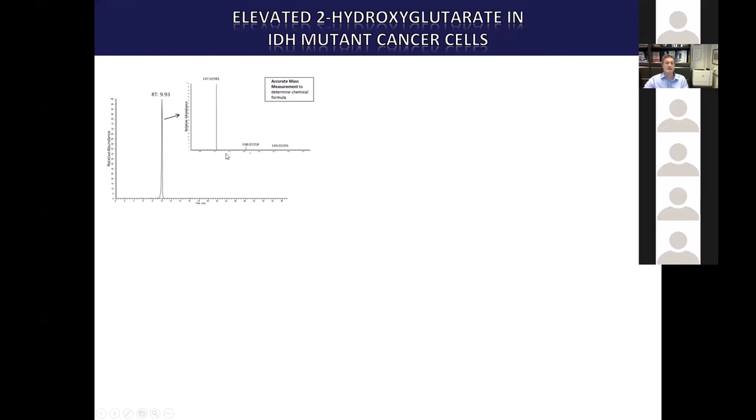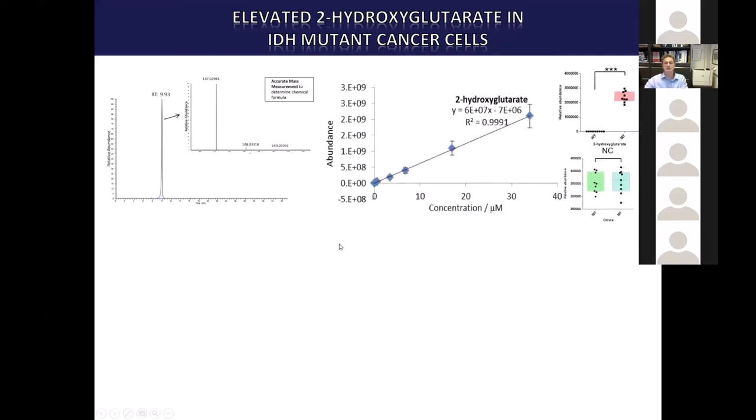And of course, if we get the standard, we can run that in a plasma extract or in a cell extract as a spike standard. That's a straightforward experimental approach, and we can get the retention time and the accurate mass value. So we're on our way to being able to detect that. And of course, then we can do a serial dilution, so we get a linear response curve. So we can actually work out the amounts of 2-hydroxyglutarate in our samples as well, and we can quantify that.